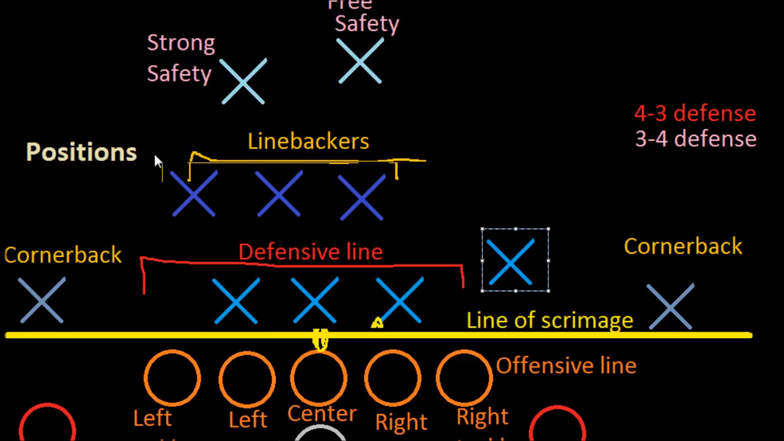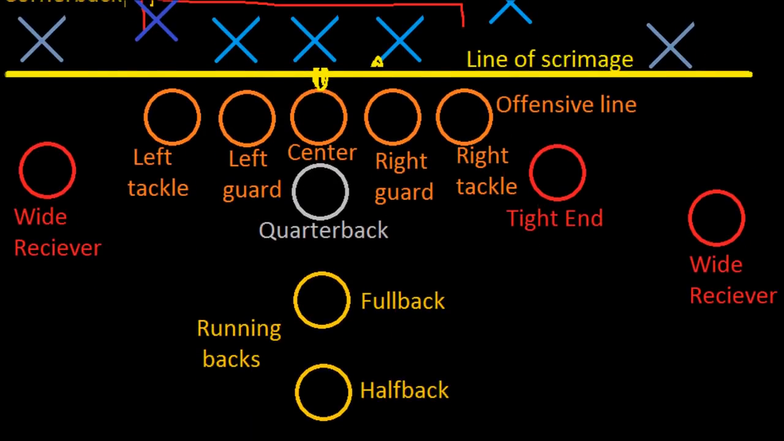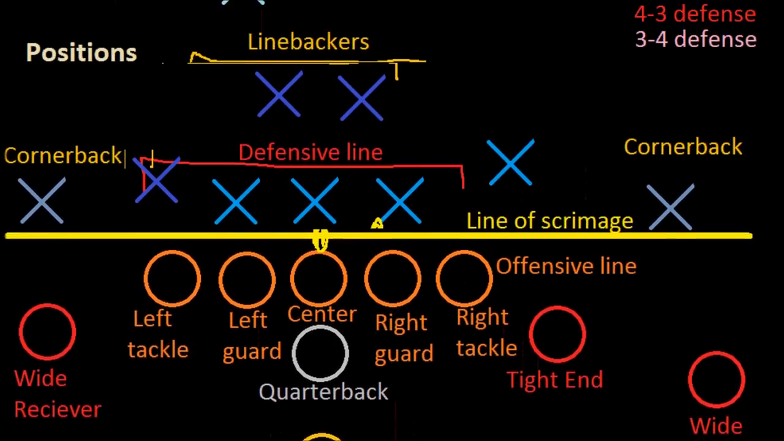Sometimes you'll see these guys come up here closer to the line. So technically, you still have 4 linebackers there and 3 defensive linemen, but overall that's the basic layout of the positions. So you have your safeties in the back, linebackers, your defensive line, your 2 cornerbacks then on defense, and your guys on offense.